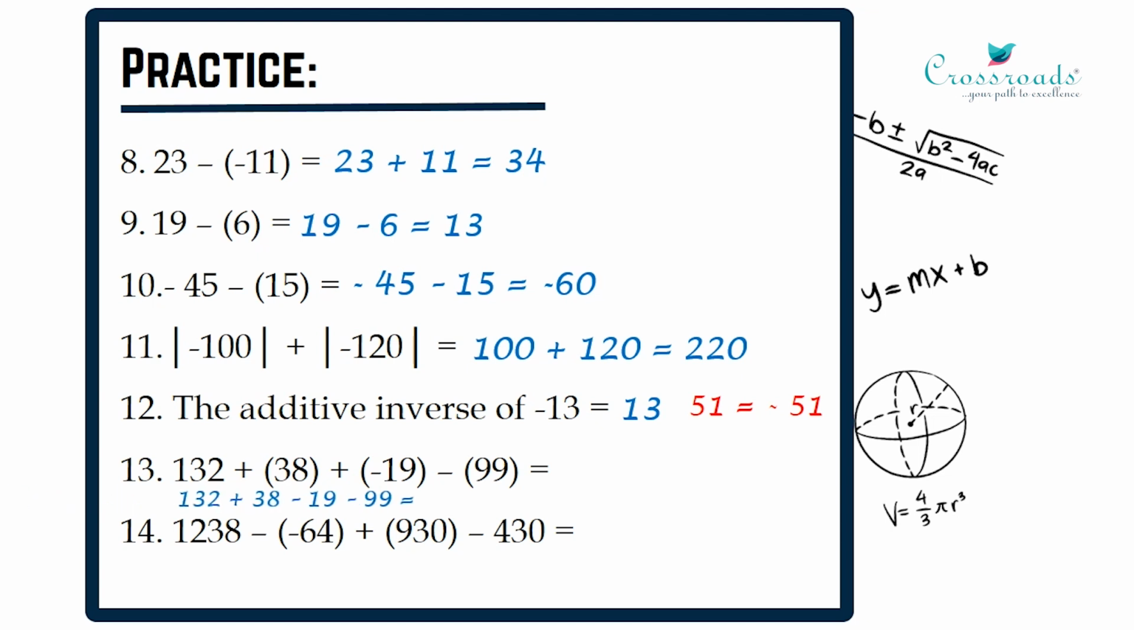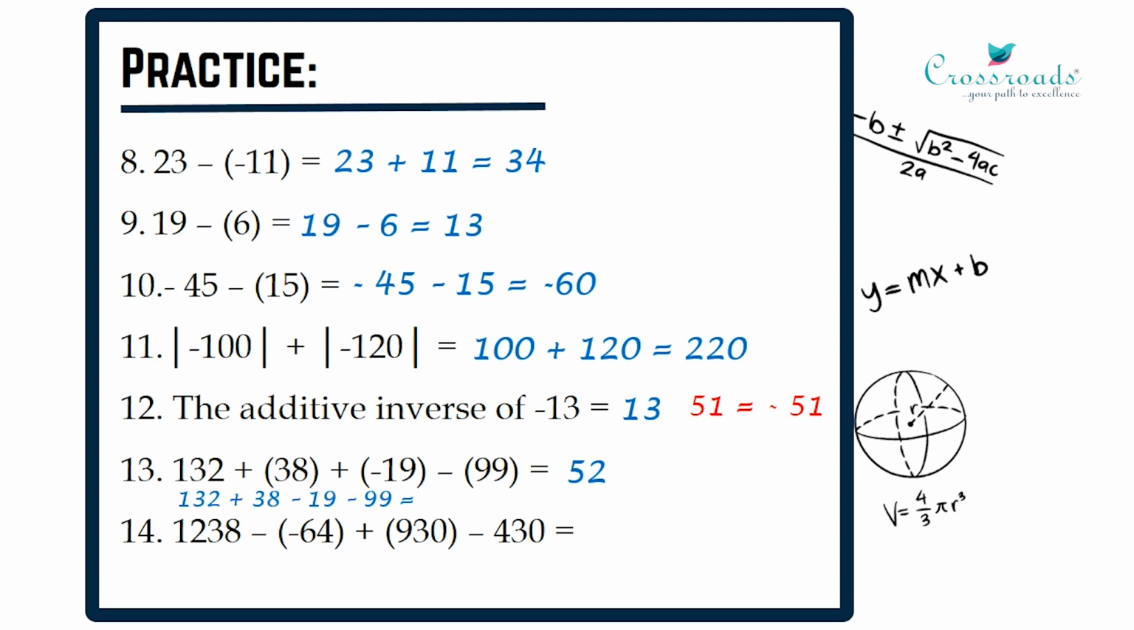So this is how we are going to write the first statement, where I am going to remove the bracket and change the sign. So 132 plus 38, again plus into minus is minus, therefore it's going to become minus 19 and minus 99. So first I'm going to add 132 plus 38. I'll get some answer. For that I'm going to minus 19. With that resultant answer, I'm going to further minus 99. The final result of the answer is going to become 52.